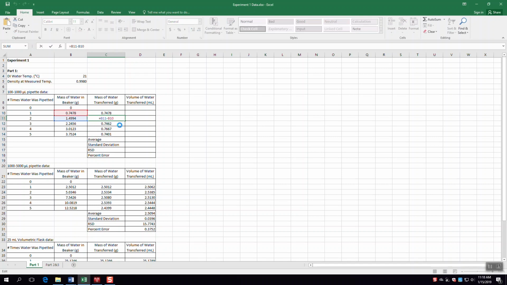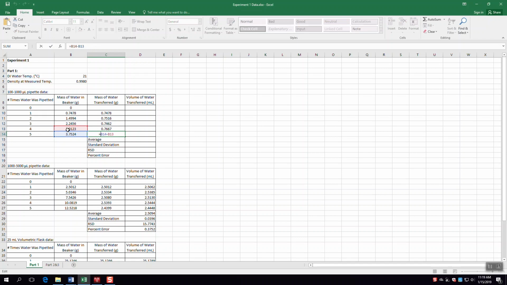So in this case, it's the 0.7478 minus 0, which of course is going to be 0.7478 grams. Now for each of my trials, all I need to do is hover over the bottom corner of that cell in Excel until it turns into these little 2 black arrows and drag down. And now Excel will copy that formula down into each of the additional cells.